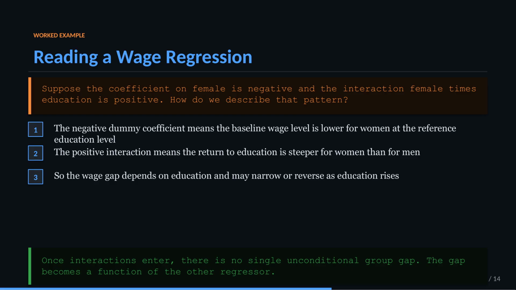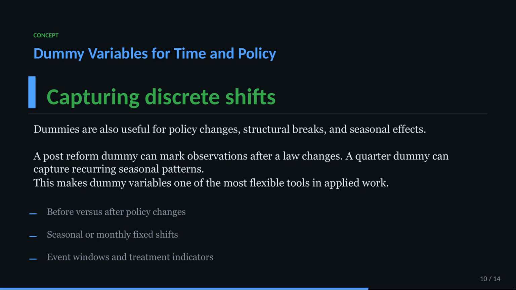Dummy variables are also useful far beyond demographic categories. They are perfect for policy changes, structural breaks, and seasonal patterns. A post-reform dummy can mark observations after a new law takes effect. A quarter or month dummy can capture recurring seasonal shifts. A treatment dummy can distinguish exposed and unexposed groups in policy evaluation. This flexibility is why dummy variables show up almost everywhere in applied econometrics. They are a simple way to let the regression recognize discrete changes in the world.